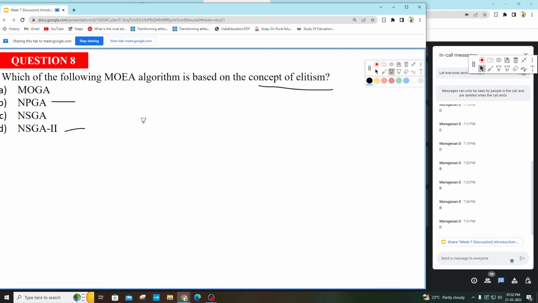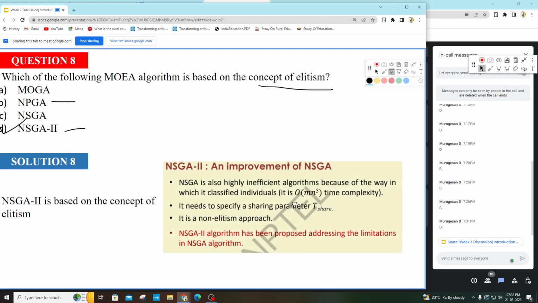So that is why we move on to NSGA 2. NSGA 2 is based on elitism, so the correct answer is D. You can also read in your next lecture note that these are the disadvantages of NSGA 1. NSGA 1 is a non-elitism approach, and to counter all these three disadvantages of NSGA 1, we have developed NSGA 2. So NSGA 2 is based on the concept of elitism. So option D is your correct answer. Okay.